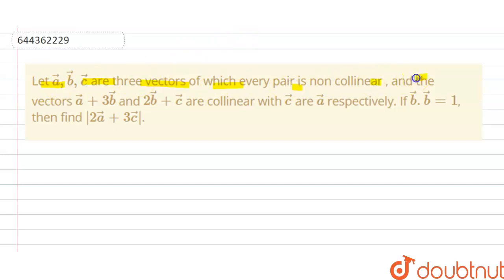Hello students, today our question is: let a, b, c be three vectors of which every pair is non-collinear, and the vectors a plus 3b and 2b plus c are collinear with c and a respectively. If b dot b is equal to 1, then find the magnitude of 2a plus 3c. So we have to find the magnitude of the vector 2a plus 3c here.